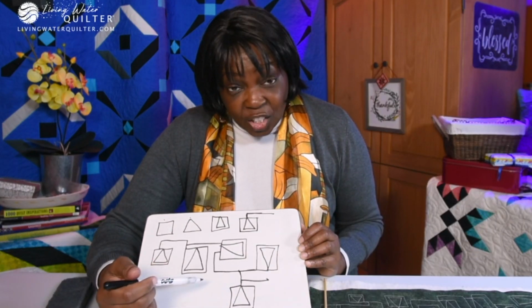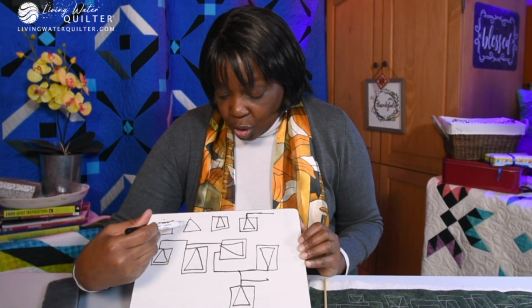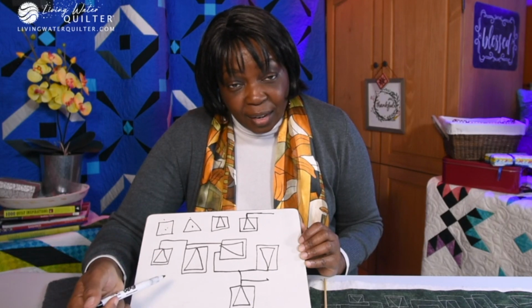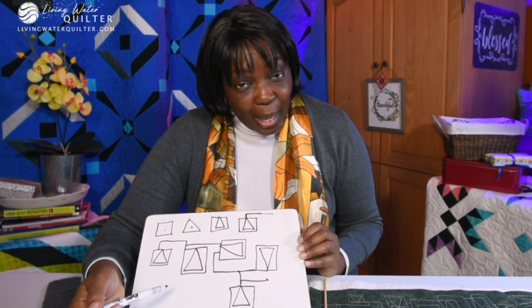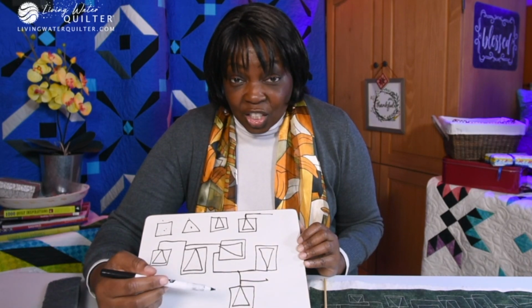Isn't that an interesting way to combine two shapes that we know, a square and a triangle, into a free motion quilting pattern? Let's see how this design is stitched on the machine.